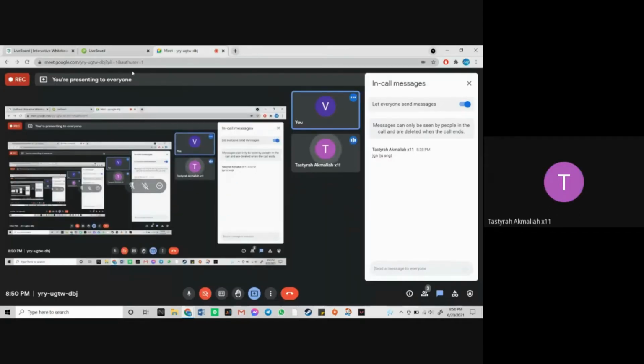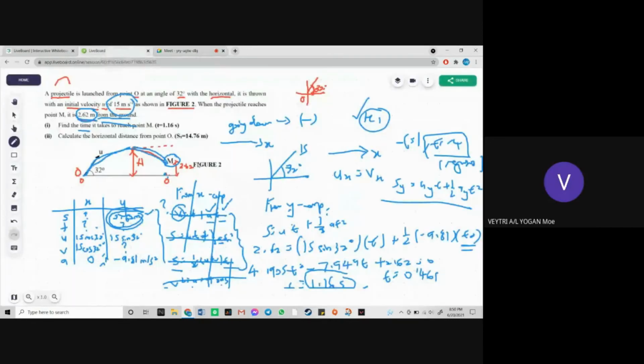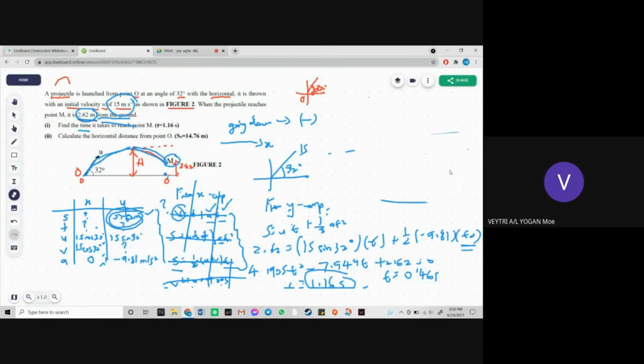Macam mana menentukan masa tu? Okay. Nak tentukan masa, right? Let me just show you an example over here. Now, let's say you have T equals to 1.16 second kan? What you can do is, let's say I take over here you have your T, dah dapat T.